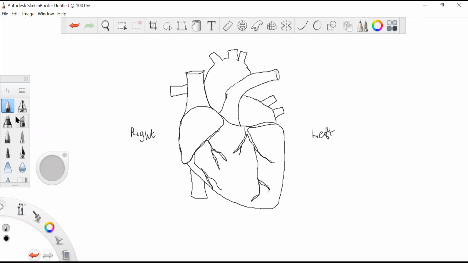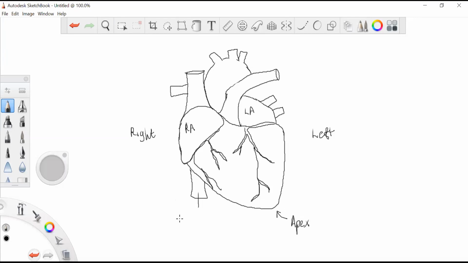Okay, so just a quick recap. This would be the right atrium. This would be the left atrium. The pointy part here would be the apex of the heart. Now let me walk you through the main blood vessels.